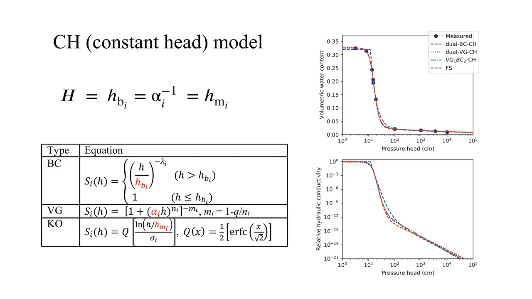The models used in our study, dual BC-CH, dual VG-CH, and VG1 BC2-CH, are compared with the FS model, Fayer and Simmons. For all models, the hydraulic conductivity curves computed with the Mualem equation are very similar. In fact, Nobuo's colleague, Sakai, has previously shown that water and vapor movement in this sand can be accurately simulated using the FS model combined with the Mualem equation. Therefore, by producing a similar curve, we demonstrate that our model is also effective in this context.